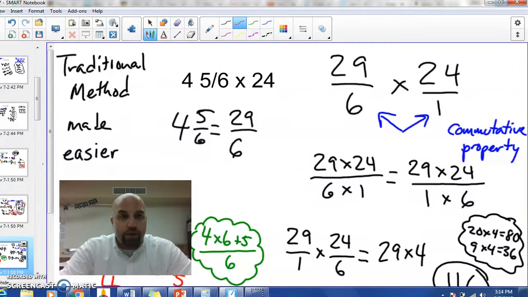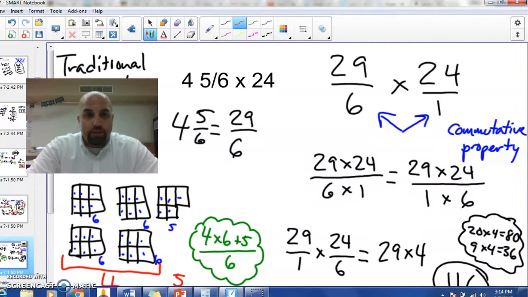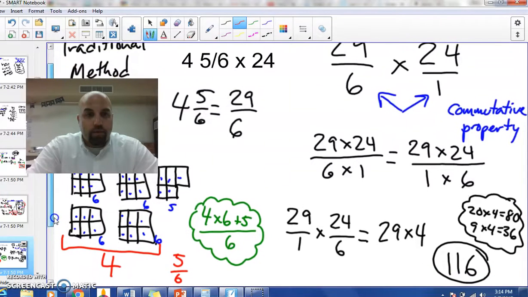I've drawn a picture to try and help us understand why. So here's my picture. I've got 1 whole, 2 wholes, 3 wholes, 4 wholes here, right? And you can see that I've got that 4 right there. My 4 wholes each have been divided into 6 pieces. Then I've got 5 other pieces. Notice they're the same size. I don't have a 5th whole. I'm missing that 1 piece.